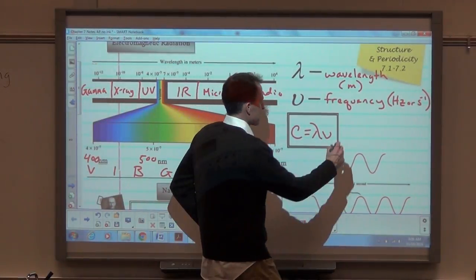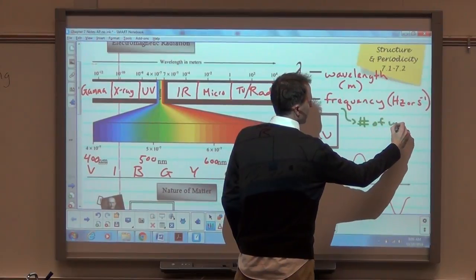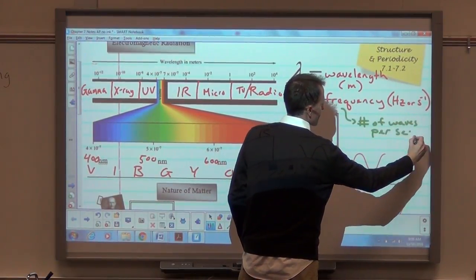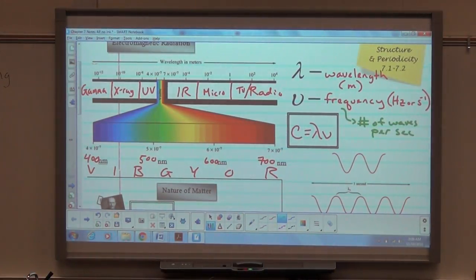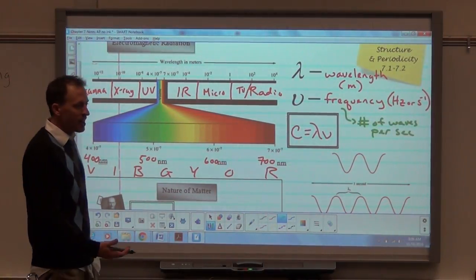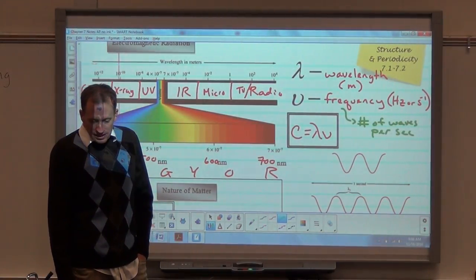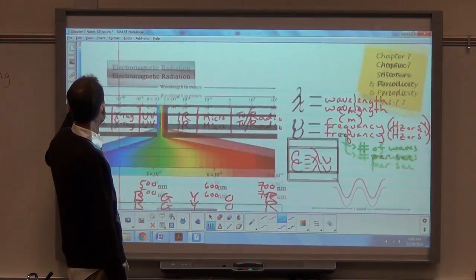I always just add this because I just want you to be aware of. This is number of waves per second. That's what that means. That's why the unit is the way it is. If it's ever just discussing something, it's always important to have an idea down. You never know.